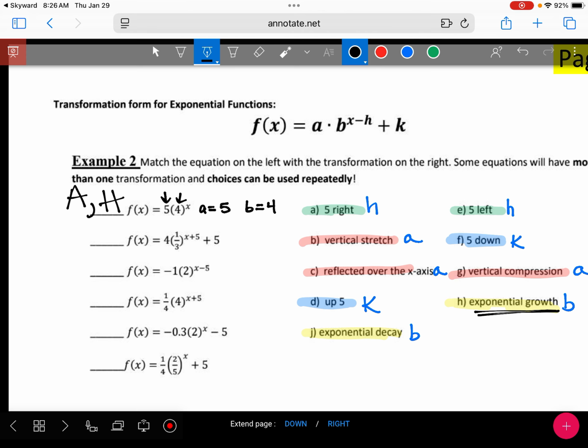Oh. What should I put? I should have put who? G. No, B. Thank you.